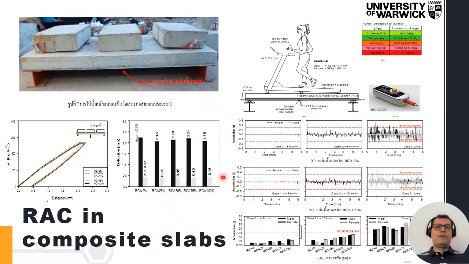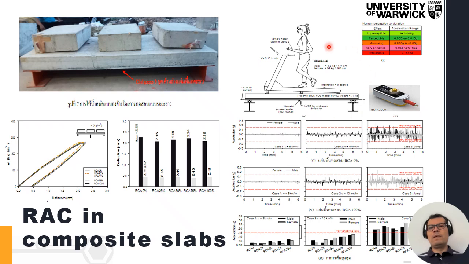These are just some of the results. We tried to do short-term and long-term loading. Here we have the load versus the deflection, comparing normal aggregate concrete slabs to RAC slabs. In that sense, yes, there is a difference. The behavior of RAC slabs is slightly lower, slightly less effective in that sense at controlling vibrations and deflections, but it's not as bad as we thought initially.